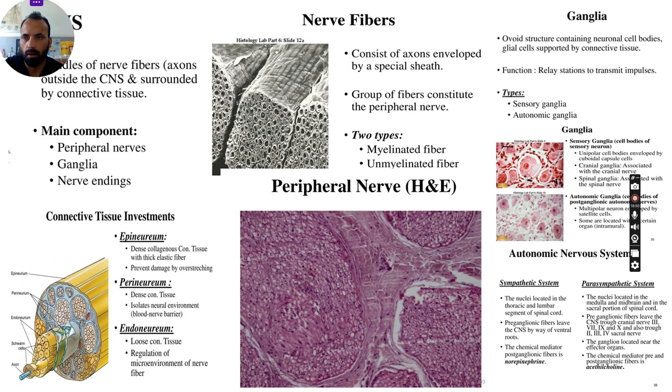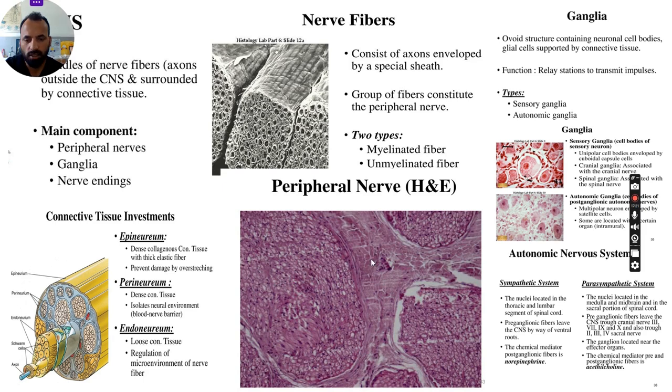Now, the PNS, the peripheral nervous system, has nerve fibers, axons outside the CNS, surrounded by connective tissue. The main components of the peripheral nervous system are the peripheral nerves, the ganglia, and the nerve endings. Then these are the coverings of any type of nerve: you have the epineurium, the perineurium, and the endoneurium. Epi means the outermost covering, which is collagen connective tissue. Then the perineurium is dense connective tissue, and the endoneurium is loose connective tissue.